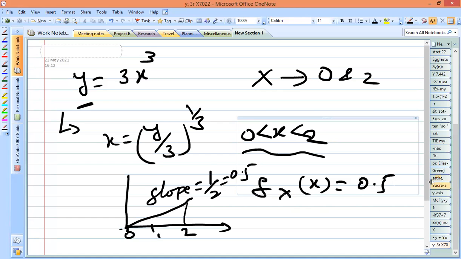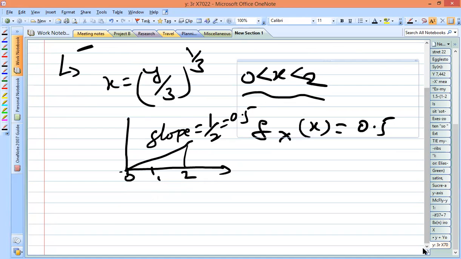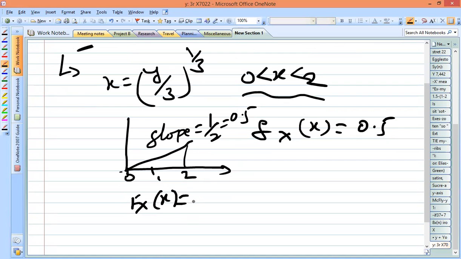Using this, you can calculate the CDF. What is the CDF? CDF can be written as capital FX of x is equal to... how are you going to get the CDF? By taking the integration of the PDF. So here 0.5 with respect to x. 0.5 will be taken out, and the integration of 1 with respect to x is x. So this is the CDF.